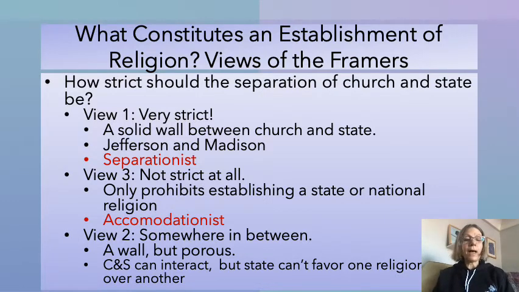And doesn't give one benefit or one more support to one religion over another. You should keep in mind that the vast majority of the framers fell into view 2 and view 3. However, Jefferson and Madison play a very important role in framing our founding documents, so you might want to keep that in mind.